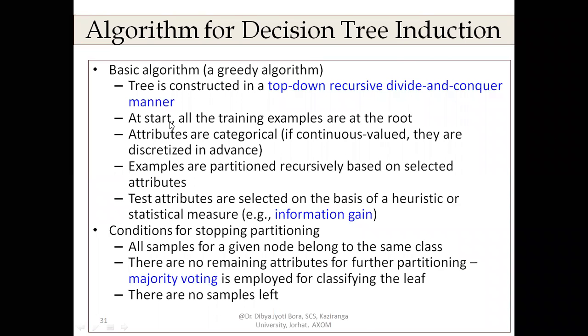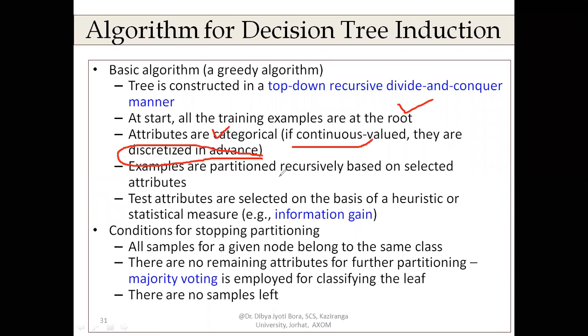Now, at the start, all the training examples are at the root, right? Attributes are categorical, and about the categorical attributes or the different classifications under it, I have already told you in some of my previous lectures. And at that time I told you that these are very important. You have to know. Suppose today I ask you what is symmetrical one. You should be able to answer this type of question. So attributes here we are using are categorical, and if continuous valued, they are discretized well in advance.